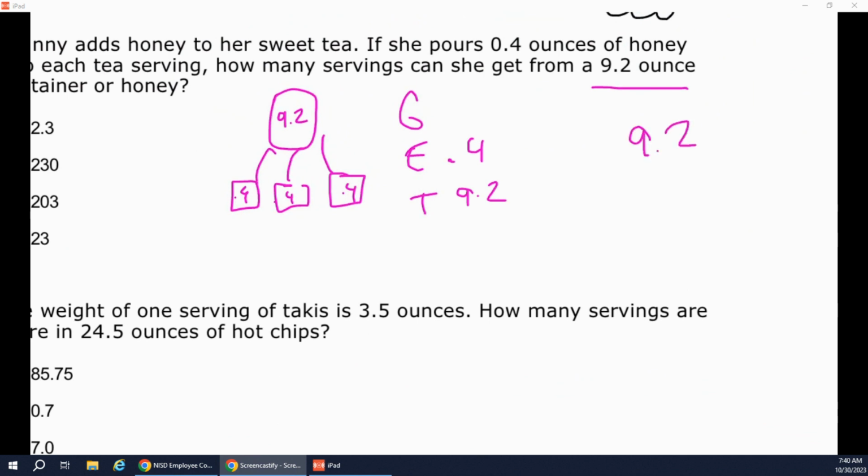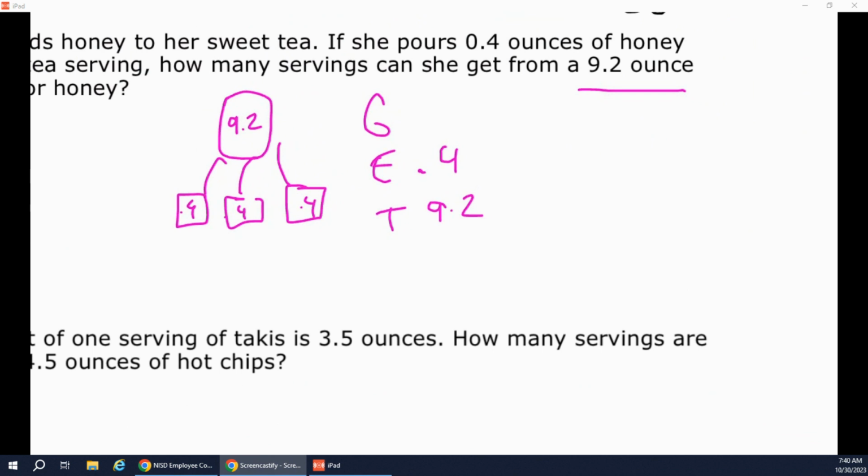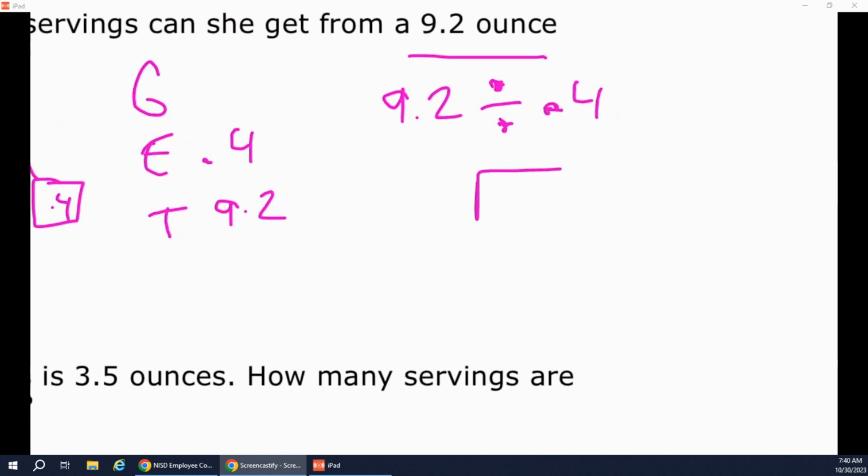So you can see we're dividing 9.2 by 0.4. Understanding that, I'm going to rewrite it. So this is 9.2 divided by 4/10, so 9 and 2/10 divided by 4/10. And of course, when I write my division in long division, my divisor, what I'm dividing by, goes on the outside, and what I'm dividing into goes on the inside.